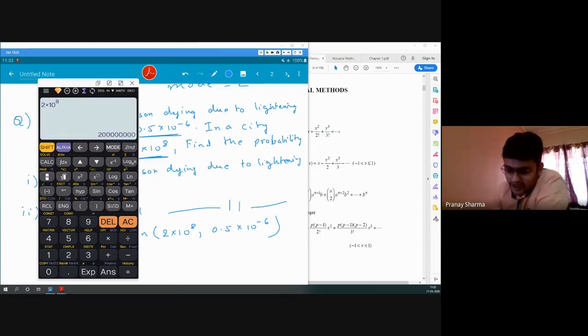Now in our physical calculator, we have a button for into 10 raised to. Here we don't. Here this exp is actually into 10 raised to, but you do have a calculator button for that.